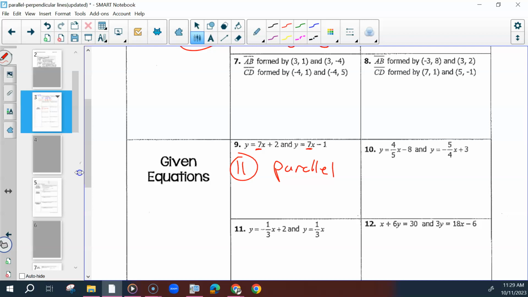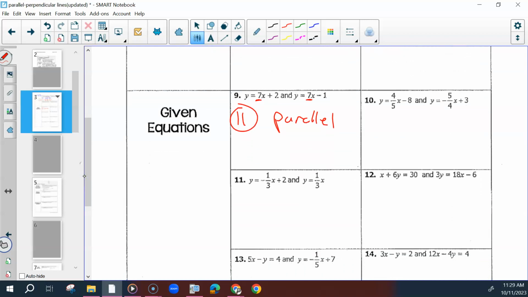Right, what about number 10? Parallel, perpendicular, or neither? They're negative reciprocals of each other.